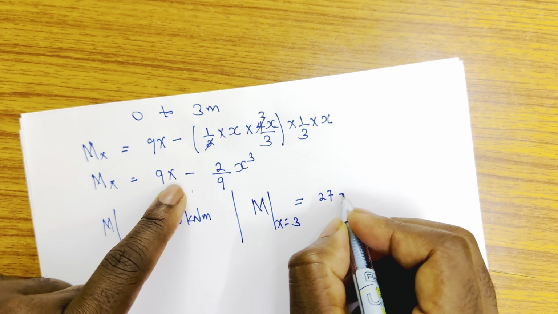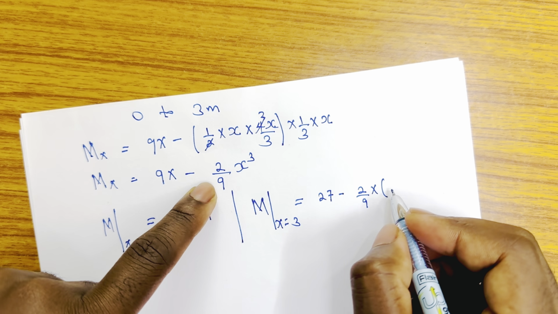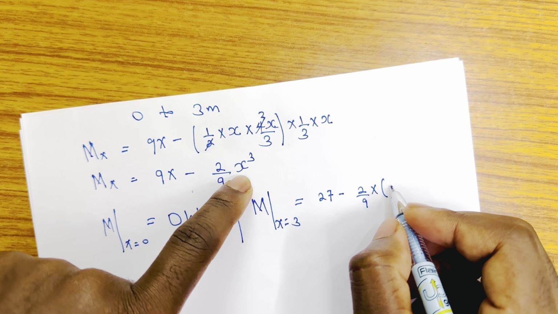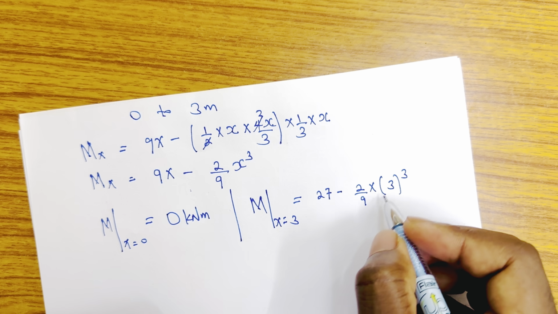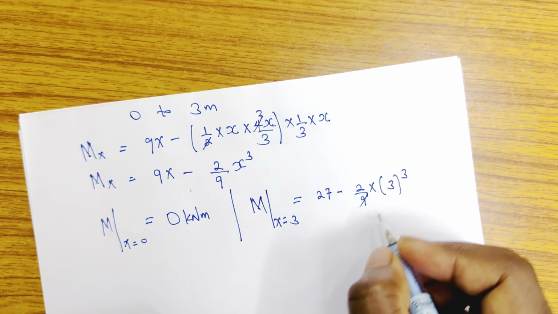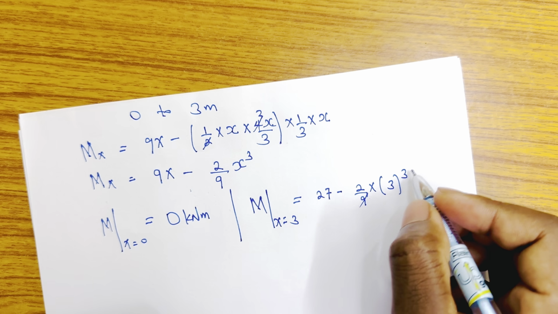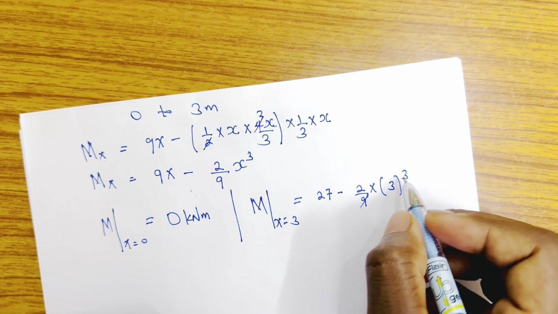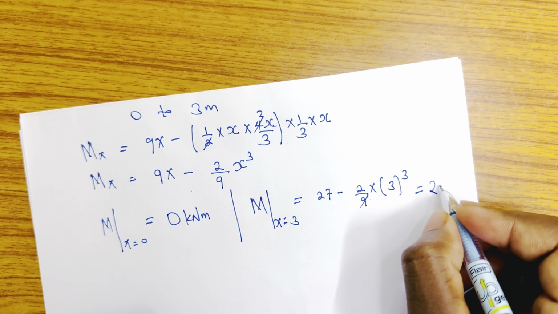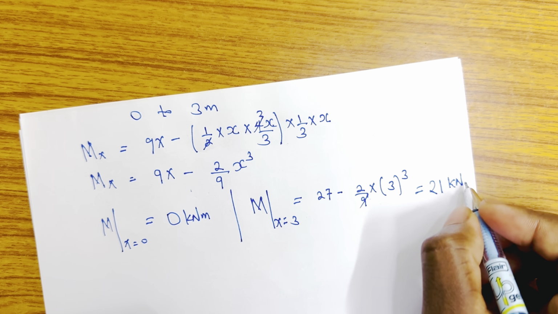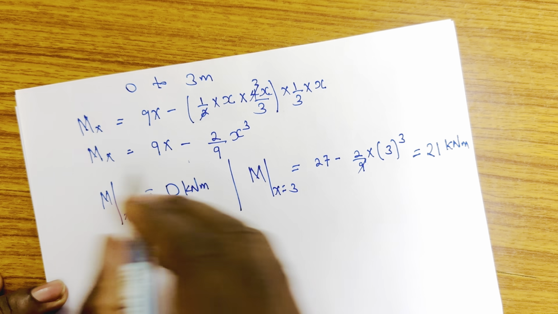Then minus 2 by 9 times, what do you have here? This is 3 cubed, and what is 3 cubed? 3 cubed is 27. So 27 definitely will reduce this, this is 9, so it will reduce this to 3 only. So that means 3 squared will go away from here. So 2 times 3 is 6. So 27 minus 6, the answer here is 21 kilonewton meter. So I believe that is the right calculation that we needed for that span.